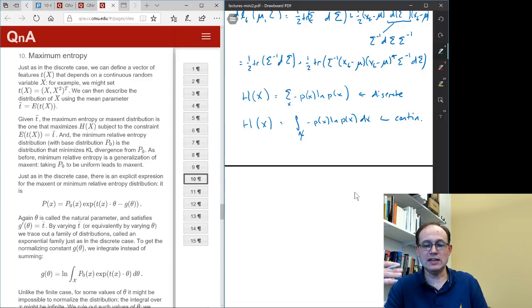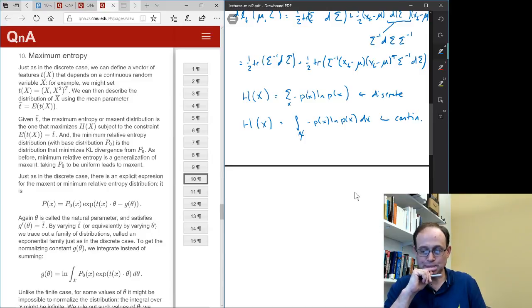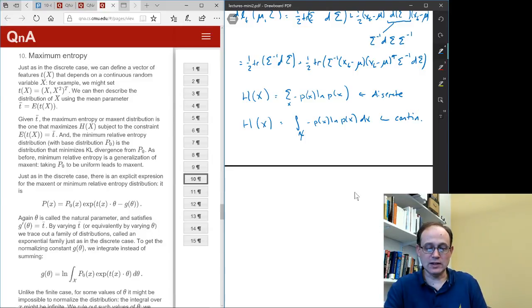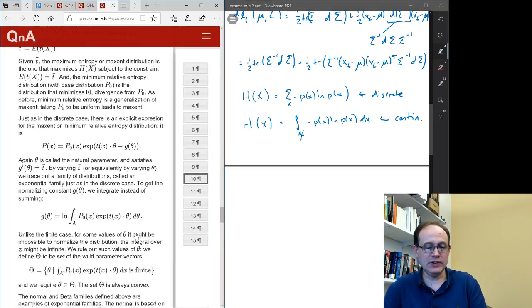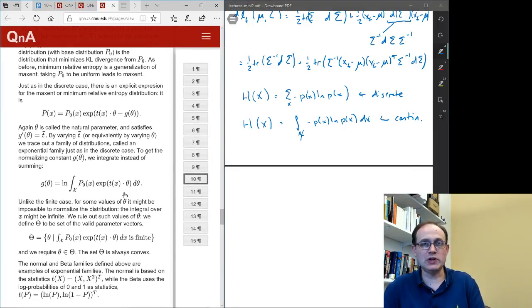and you take the density then. So in this case, P is a density, not a probability. And you take the density that maximizes entropy or that minimizes KL divergence. And just as in the discrete case, you can get an explicit expression for the maxent distribution or for the minimum relative entropy distribution, and it's the same formula, P0 of x times e to the t of x dot theta minus g of theta. So theta is the natural parameter, g of theta is the normalizing constant, and we choose theta in such a way that we get the desired vector of moments.